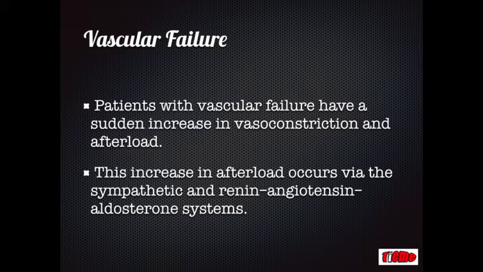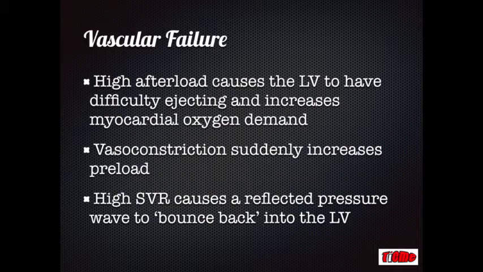The increase in afterload occurs via the sympathetic nervous system and the renin-angiotensin-aldosterone systems. So this very high afterload which is occurring then causes the left ventricle to have trouble ejecting its stroke volume. And because it's got to work harder, the myocardial oxygen demand goes up. Now, if that's not bad enough, the sudden vasoconstriction increases preload. So now the LV has got more volume to have to deal with as well.